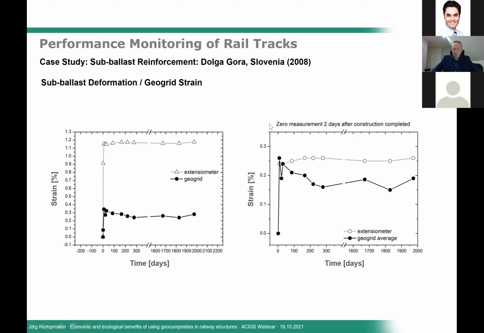If we take those settlements or strains out of the display of the strain measurements, so we took a zero measurement 2 days after this construction was completed, then we can see that the strains in the subballast layer are maintained at a very constant level over a period of 2000 days. So that's quite a long period, and we can really see that the geogrid does what it's supposed to do. It confines the fill material, it reduces lateral deformation, and the overall strains are on a very low level.